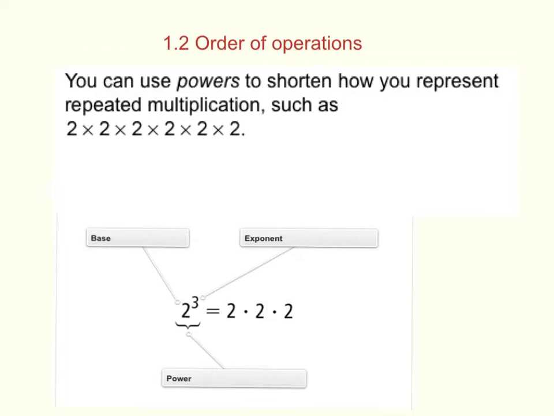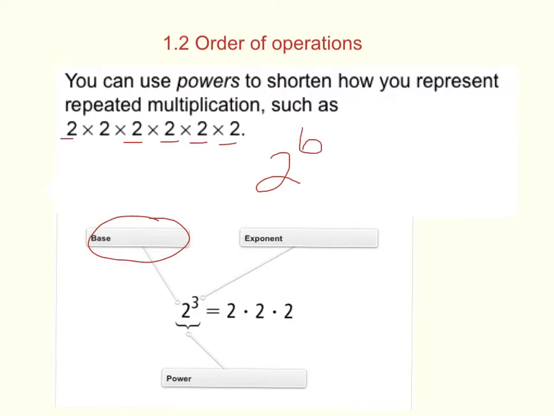Okay? Powers are used to shorten how you represent repeated multiplications, such as 2 times 2 times 2 times 2 times 2 times 2. We're going to represent that with an exponent or a power. So what number is repeated is your base number. Right here, your base number is 2. And how many times it's repeated is your exponent. So this is repeated 1, 2, 3, 4, 5, 6 times. So this is 2 to the 6th power.